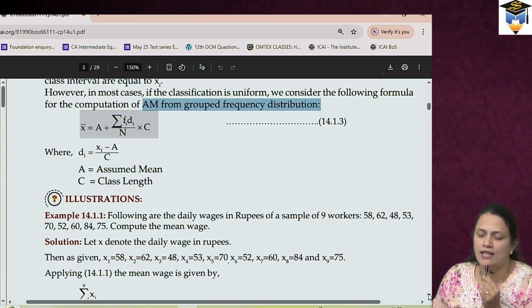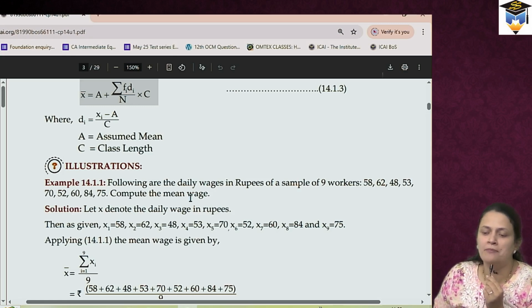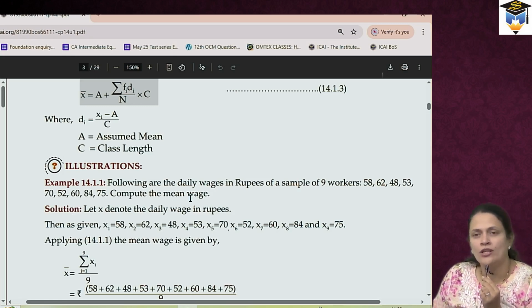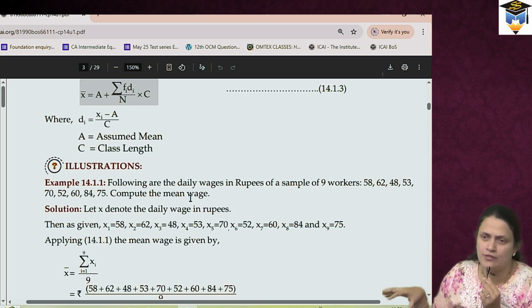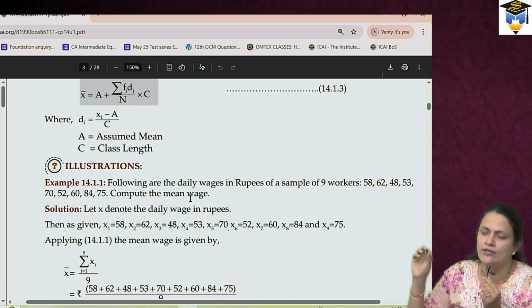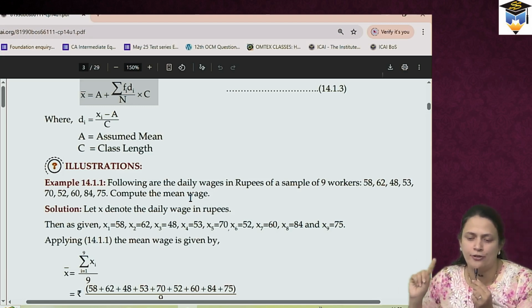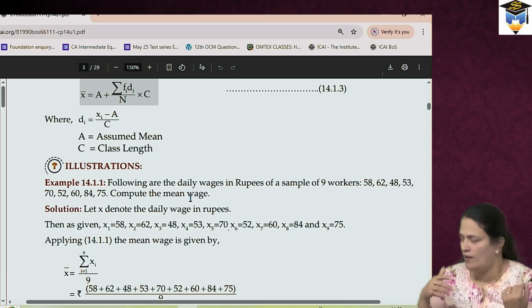Now let us take an example which they have given over here. Following are the daily wages in rupees of a sample of 9 workers, and you have to compute the mean wage. So here these are discrete variables which are given to us: x1 is 58, x2 is 62, x3 48, x4 53, x5 70, x6 52, x7 60, x8 84 and x9 is 75.